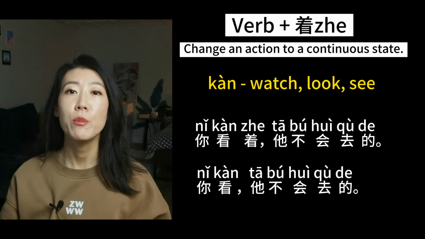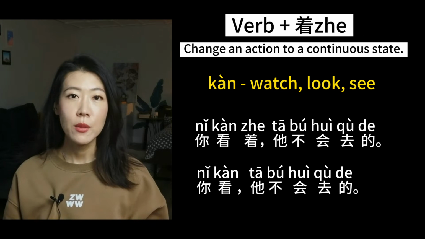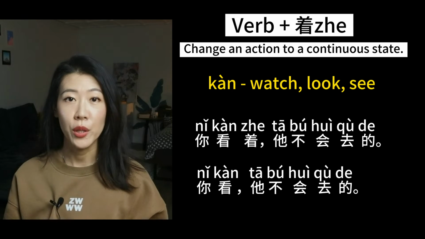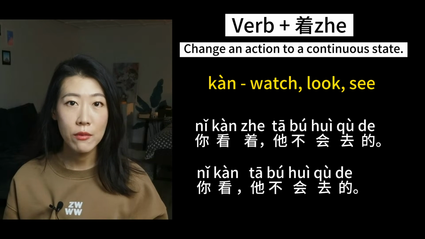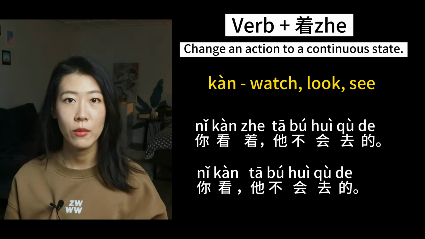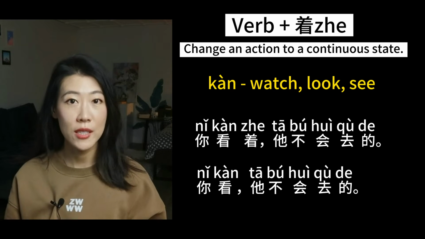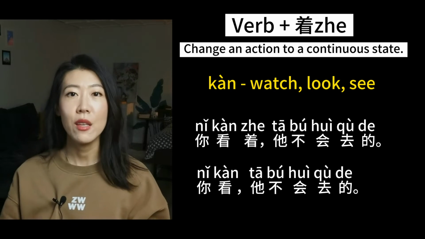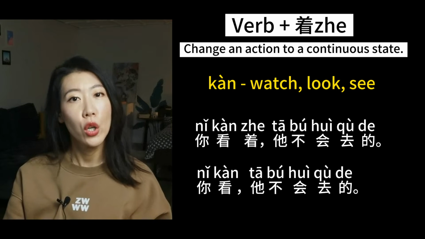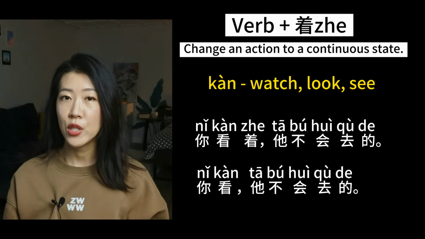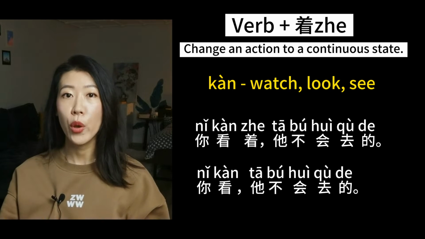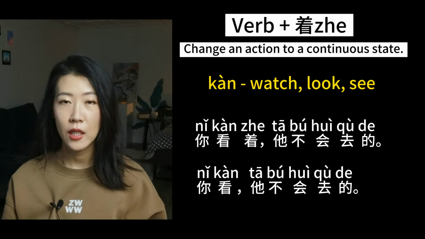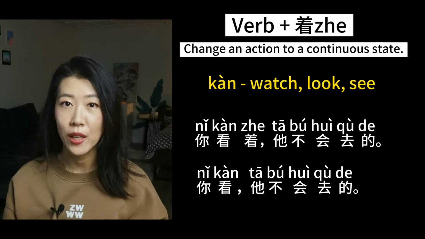The first part I said 你看着，他不会去的. I said you keep watching. So it means I think he's not going. I'm telling you he's not going. If you don't believe me, then keep watching. We haven't known the result yet, right? 看 means see, watch, or look. So the second expression is like you see he's not going. It means we already know the result. I told you he's not going.